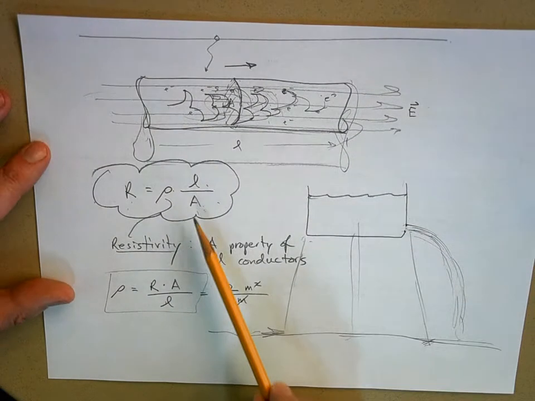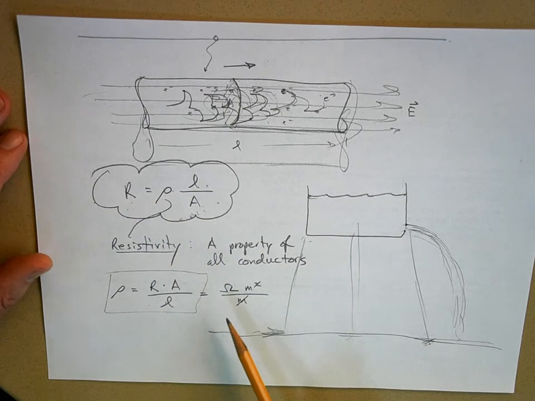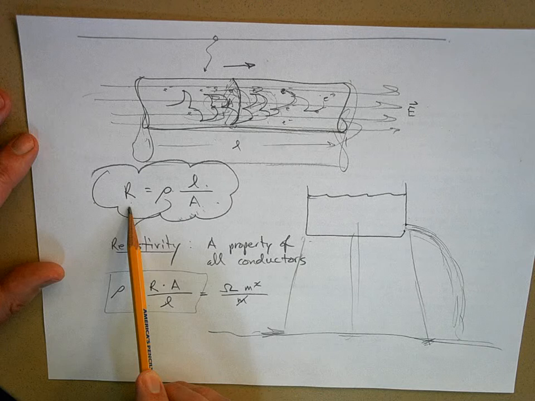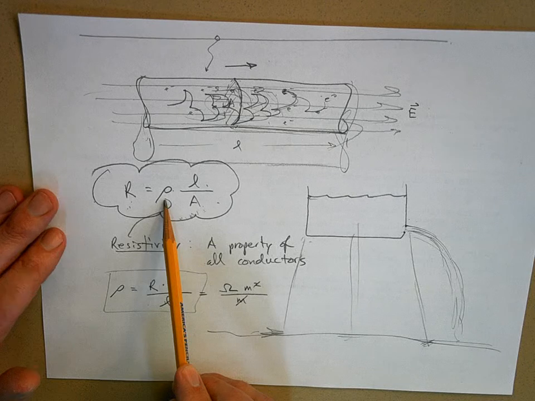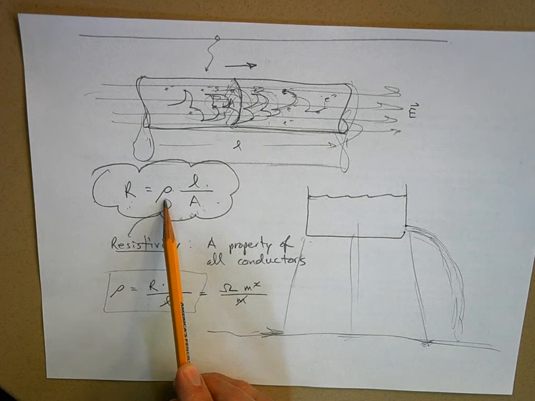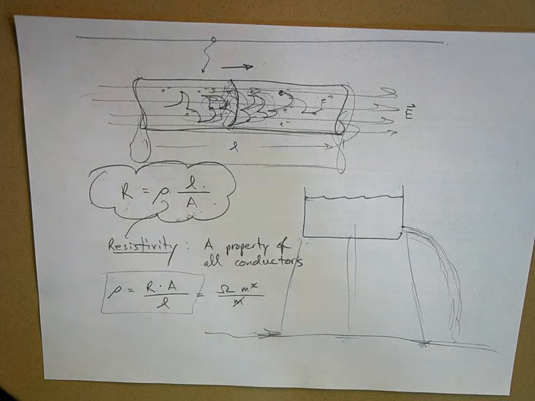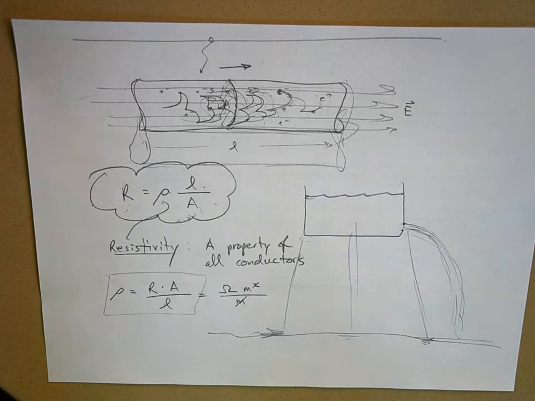But you have to know what these letters stand for. This is resistance. How many volts I need to get 1 amp of current to flow. This is resistivity. It's a property of the material. This is how long that material is, what length of that material. We got to push all those little electrons through to get them to flow. And this is area. The greater the area, the easier it is to flow.